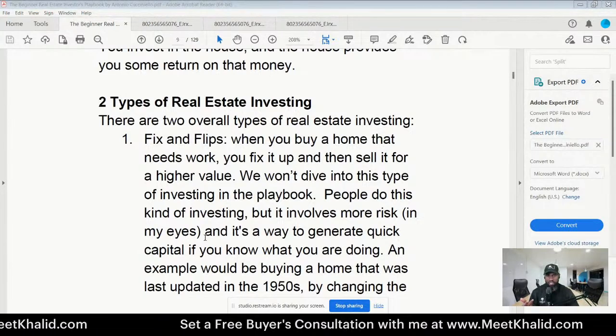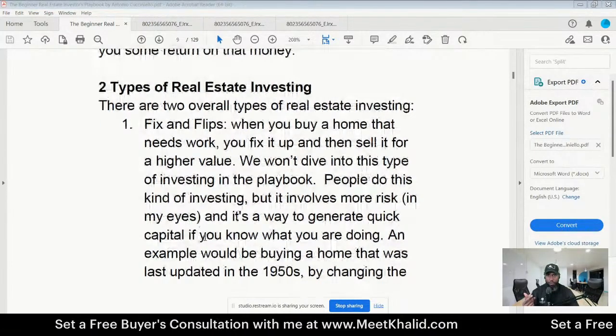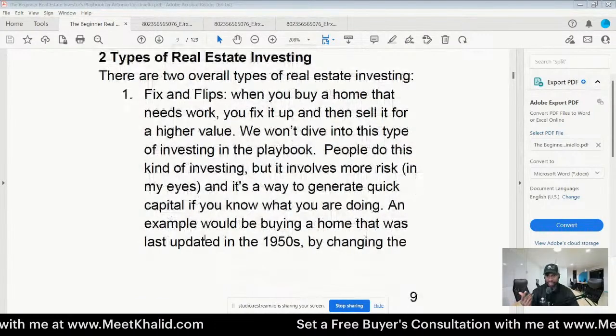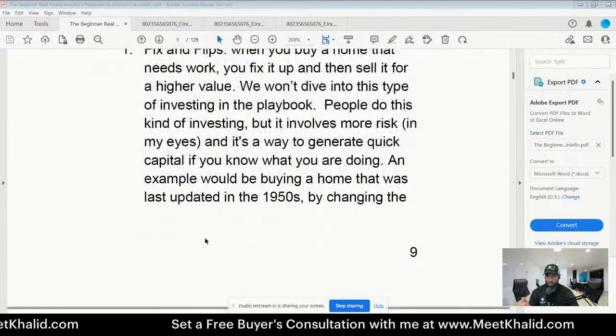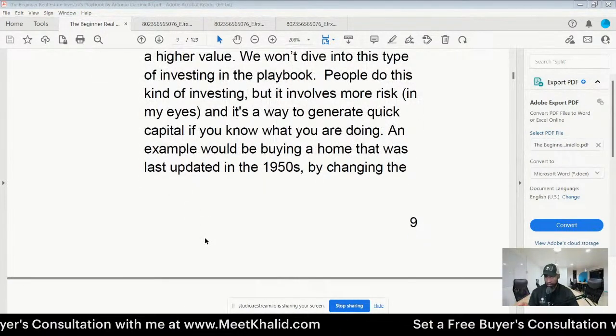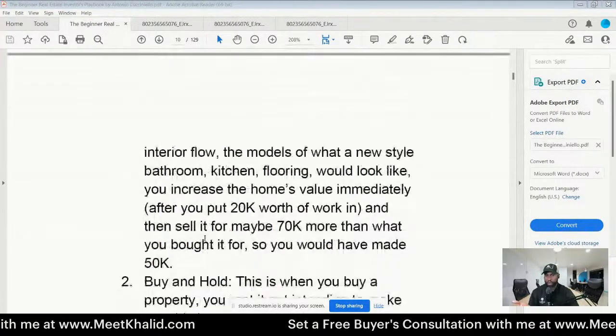Okay. So it says people do this kind of investing, but it involves more risk. All right. It does involve more risk because you're buying a home, you're fixing it up, and then you're trying to sell it. All right. But we're not going to go into that.